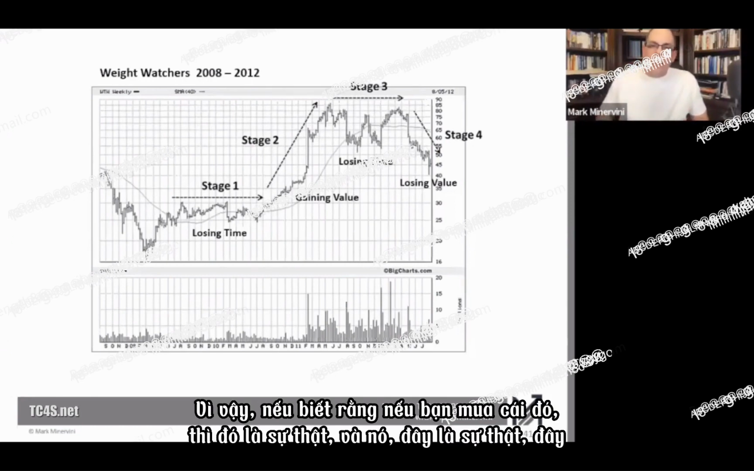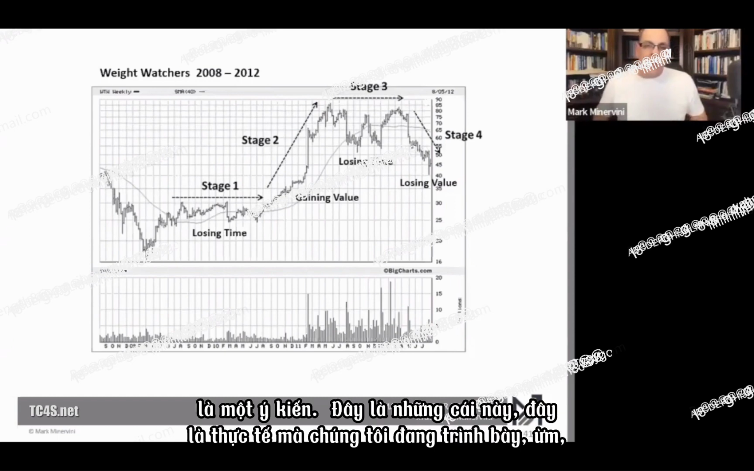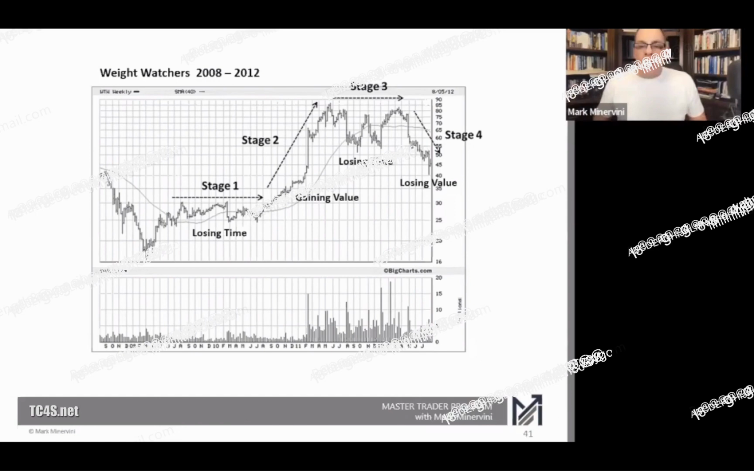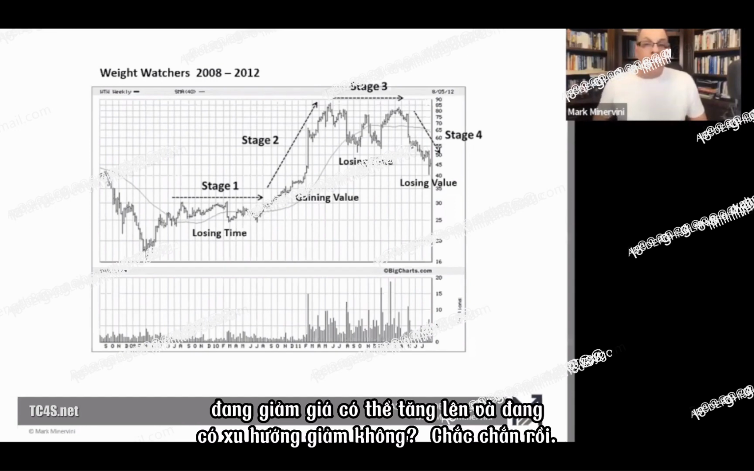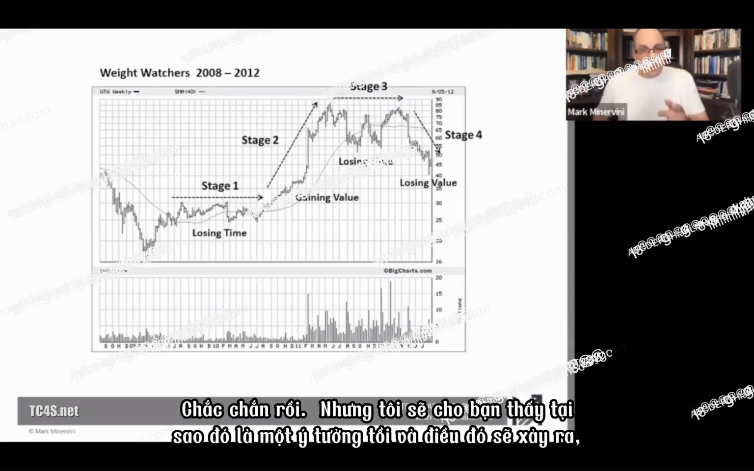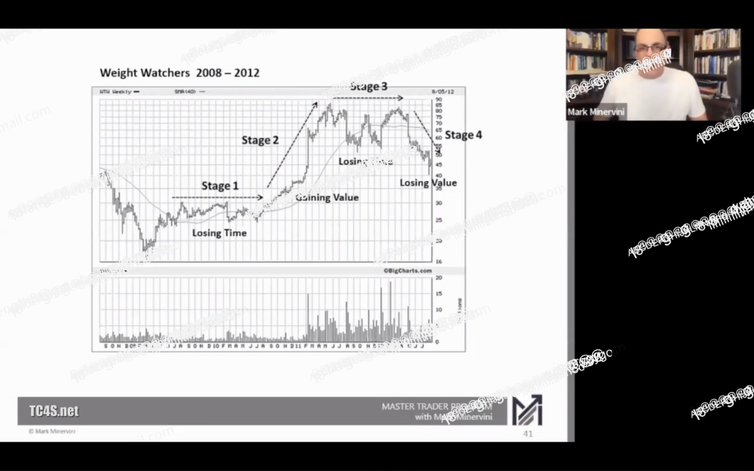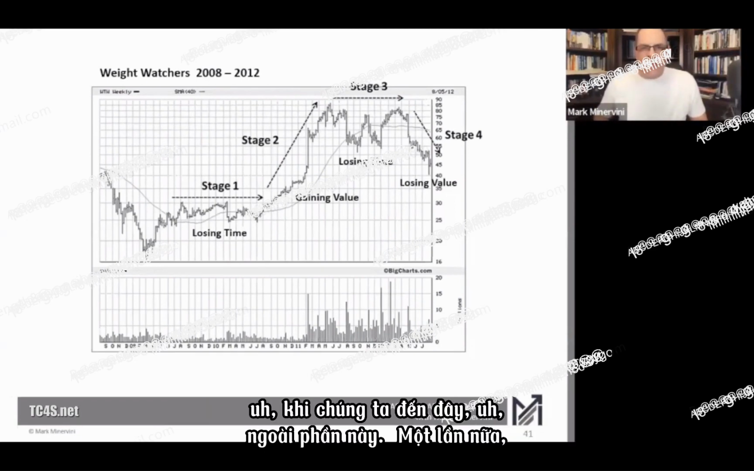So knowing that, this is fact, this is not an opinion. This is fact that we're presenting. Who would ever want to have a 2% probability versus a 98% probability? So why would you be buying a stock that's down and broken? Now, can stocks that are down and in downtrends go up? Absolutely. But I'm going to show you why it's a bad idea, and that's going to unfold as we go beyond this section.